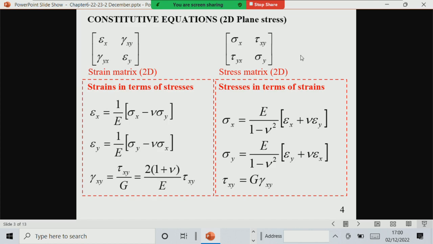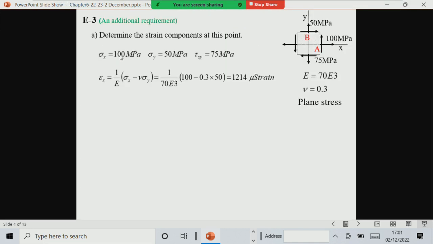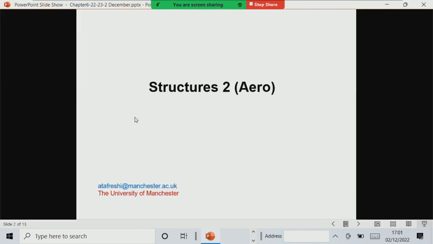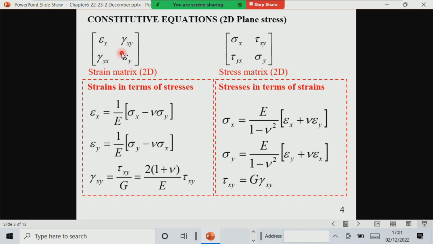So I'll briefly go through slide number four, and we'll solve some of the examples of chapter six. A solid is usually three-dimensional, but a lot of engineering examples can be analyzed as two-dimensional, plane stress or plane strain problems. For a plane stress or plane strain problem, at any point in a loaded component, we have at most three independent stress components, two normal and one shear. So this is a typical two-dimensional strain matrix, and this is a two-dimensional stress matrix, either for a plane stress or plane strain problem.